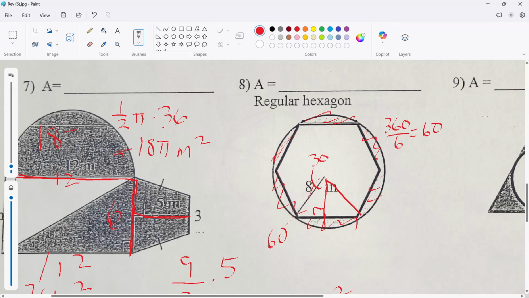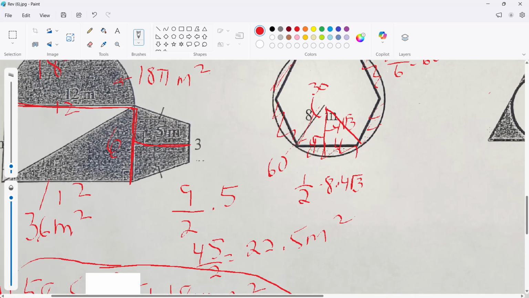Side opposite 30 is going to be half of 8. Remember, it's x, and then side opposite 90 is 2x. So this is 4. This is 4. And then this is going to be x square root of 3, 4 square root of 3. So the area is 1/2 times 8 times 4 square root of 3, times 6 of those. So 8 times 4 is 32, divided by 2 is 16, 6 times 16, 96 square root of 3 is the area of the hexagon.